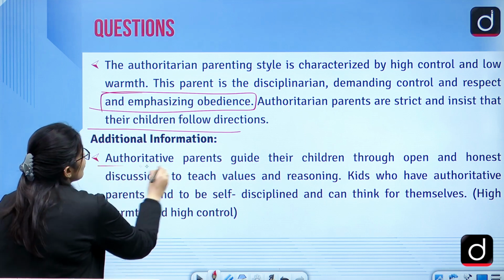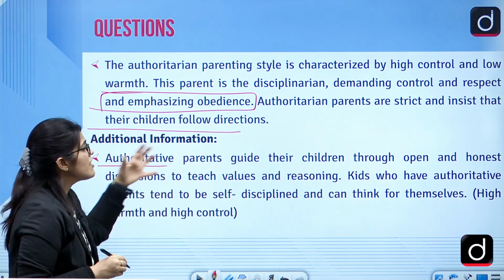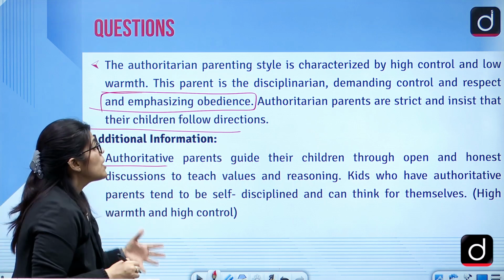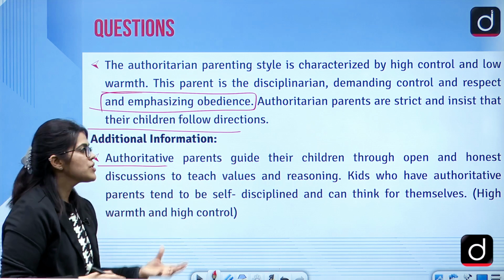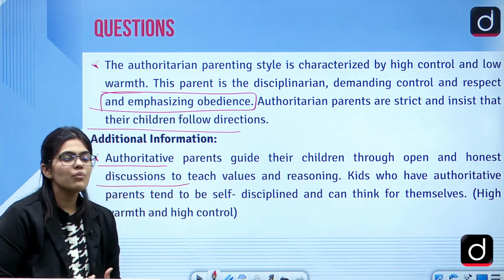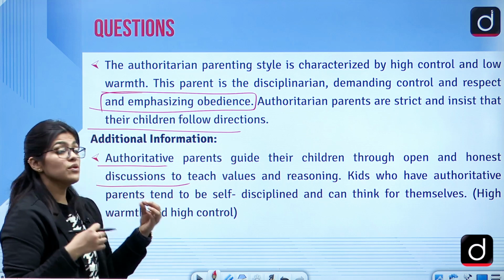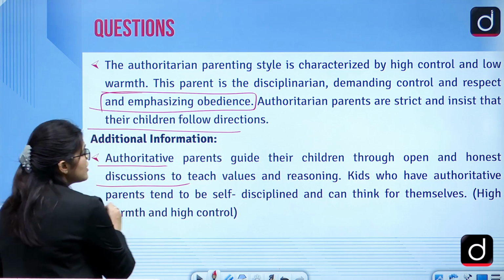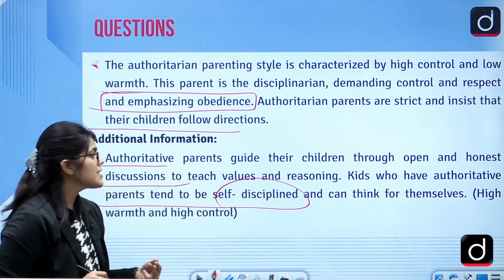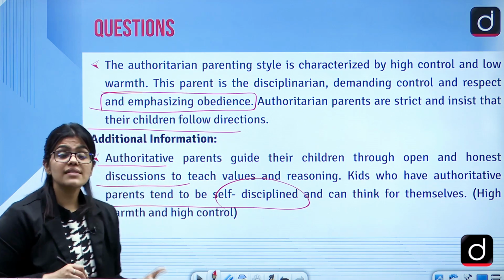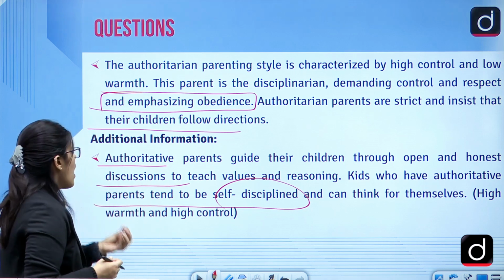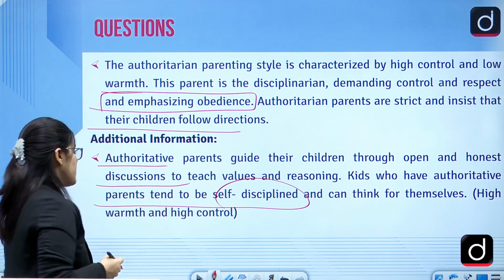Then we have the authoritative parents. Authoritative parents are the good kind of parents. They are the best kind of parents, you can say, because they are open to conversations, they are honest, they discuss with the children what they want. The child who is having authoritative parent tends to be very self-disciplined, self-motivated, self-directed, and they think about themselves and about their parents. That means they can think a lot. So they are high warmth and high control parents.